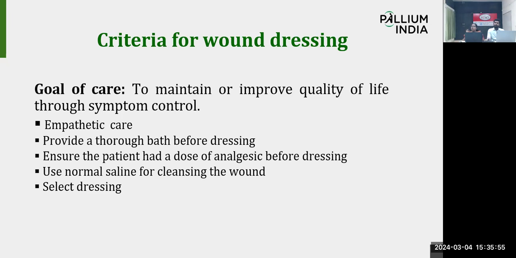Before dressing, you have to ensure whether the patient is pain-free or not. If the patient is having pain, you can give some analgesics. If you give systemic analgesics, wait another 45 minutes and make sure that the patient is getting pain relief, and then you can do the dressing. If the patient is having neuropathic pain, you can give some local anesthetic agent, and within 10 minutes the patient will get the local anesthetic effect. Then you can do the dressing and use normal saline for wound dressing. Select dressings based on the size of the wound and the exudate level of the wound.